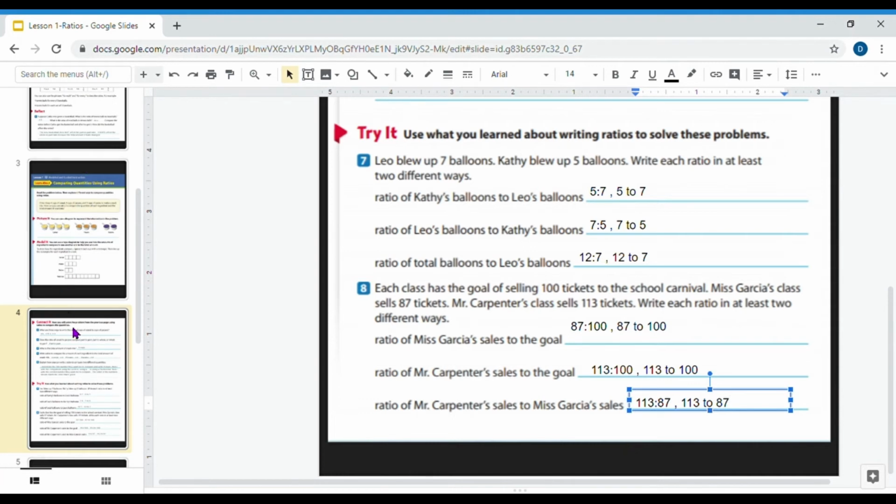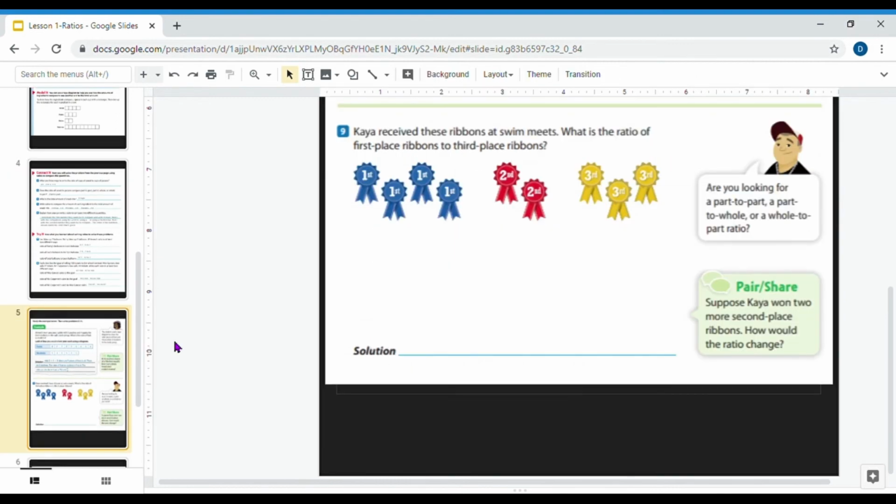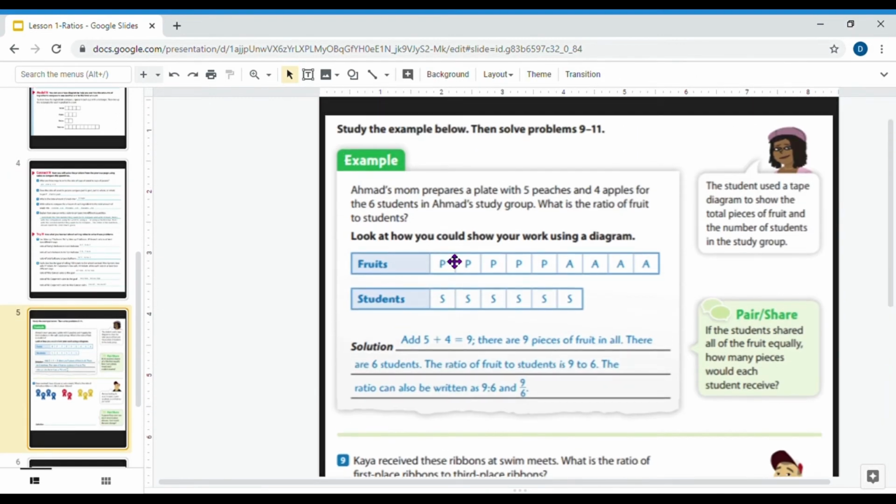Now moving into the guided practice. So this is an example below, and we're going to use this to solve problems 9 through 11. So if you get stuck on problems 9 through 11, you can come back and use this example. Ahmad's mom prepares a plate with 5 peaches and 4 apples for the 6 students in Ahmad's study group. What is the ratio of fruit to students?